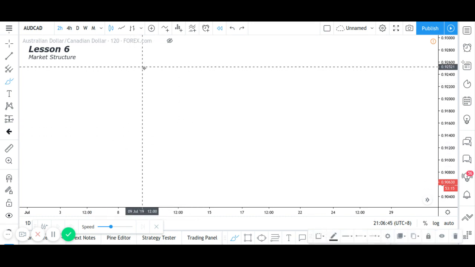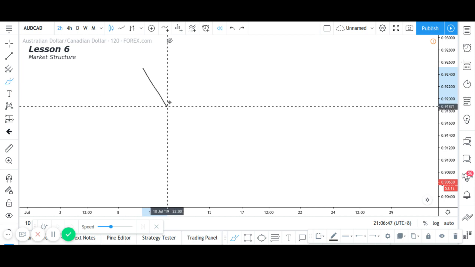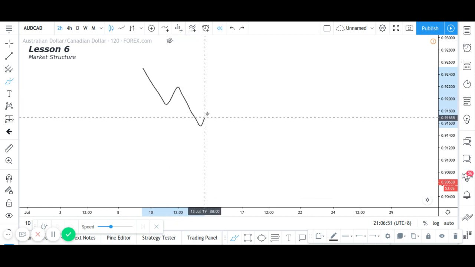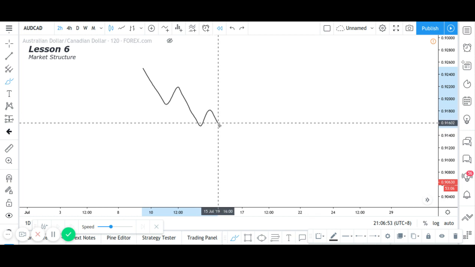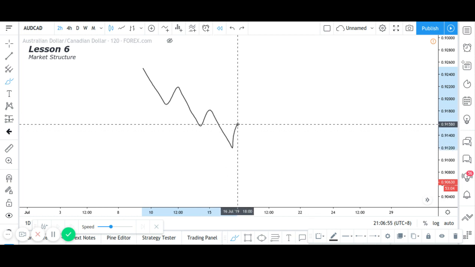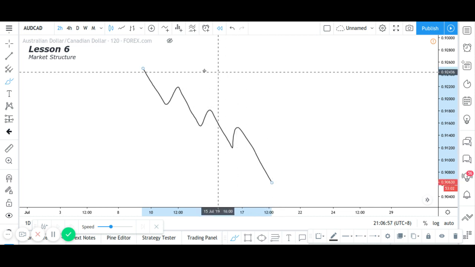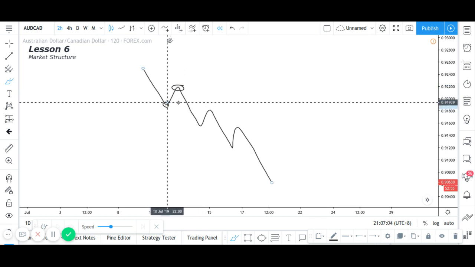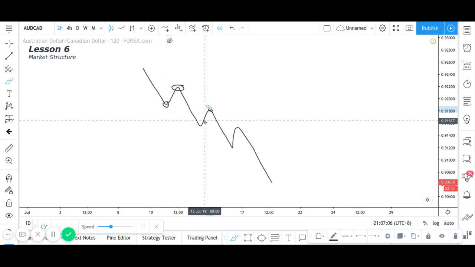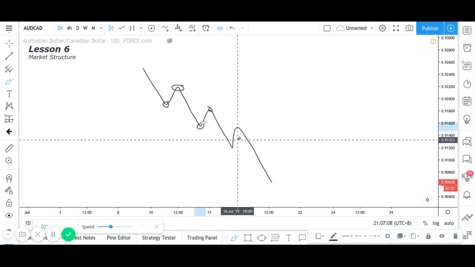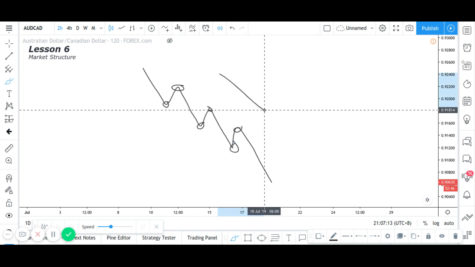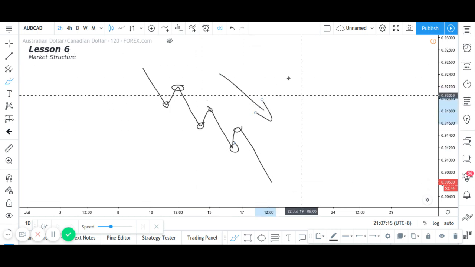So we have a downtrend, we have impulse, correction, impulse, correction, impulse, and we have another correction with an impulse. So what the market is doing is creating a lower high and a lower low, a lower high and a lower low, a lower high and a lower low. So in this kind of market we are definitely in a bearish trend.